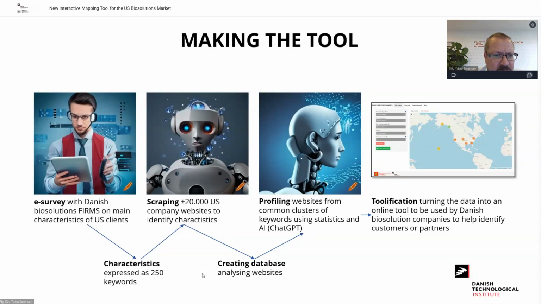Since ChatGPT is now available, we showed the list of keywords to ChatGPT and asked, if you, as a machine learning program, should describe a sector that has these keywords in common, how would you describe it? ChatGPT helped us describe all the profiles in terms that were more readable than the 25 keywords. These profiles we attached to the companies, and we made this tool that we can search. I call it toolification, where we turn the data into an online tool to be used by Danish biosolution companies to help identify customers and partners.